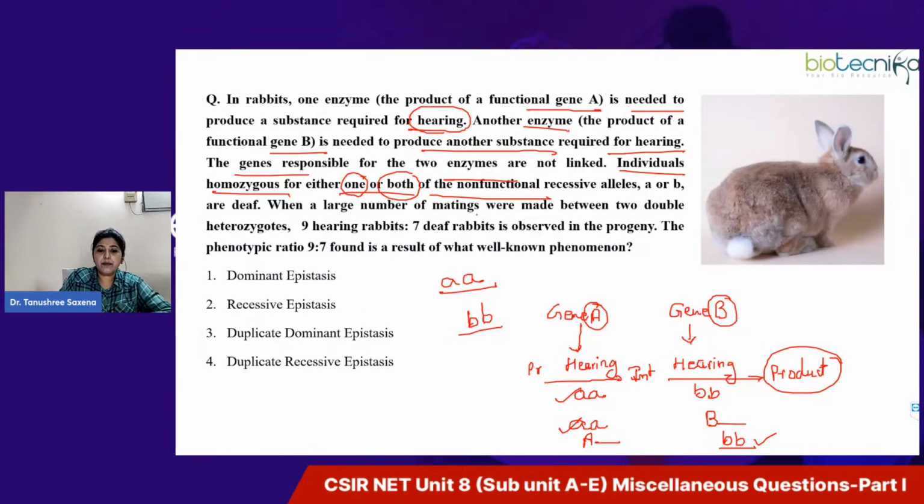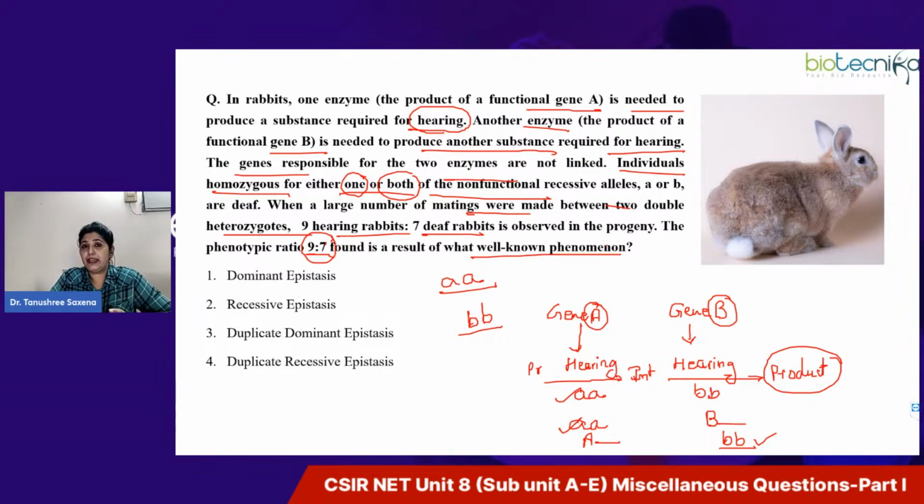Now, when a large number of matings were made between two double heterozygotes, 9 hearing rabbits and 7 deaf rabbits are observed in the progeny. And the phenotypic ratio found is 9:7. So what is this 9:7 ratio? What is this well-known phenomenon?